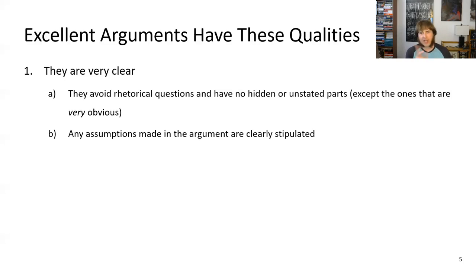I was already talking about this with the hidden or unstated parts. If you make assumptions in an argument, which is fine, you can make assumptions in an argument, you clearly stipulate them, or you admit them, you identify them. You say, here is what this argument is assuming is true. Because arguments can't show absolutely everything. We are limited, finite creatures. We can't prove every single point we make.